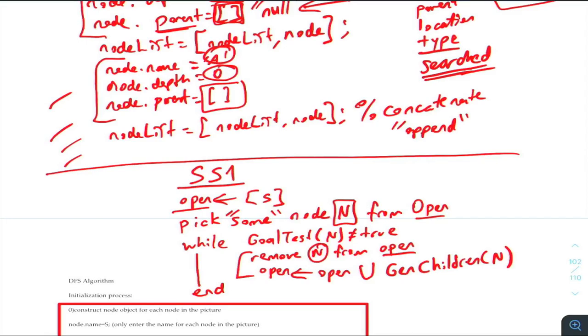However, there is a little problem here. What is that problem? Maybe there's not a problem. Let's just pick the first element. Okay, that's cool. Remove n from open, and put the children of n in that.